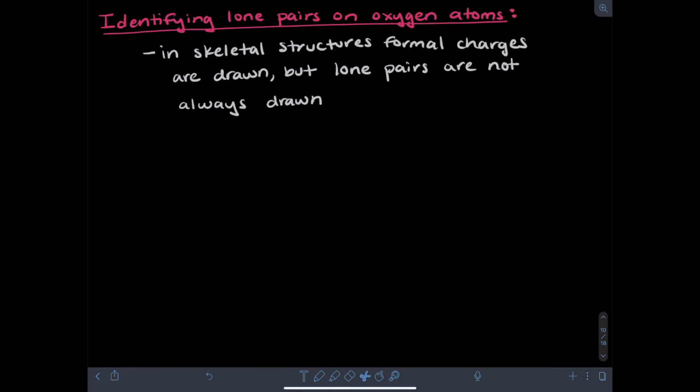I want to talk about when we're not thinking of carbon, how would you identify lone pairs, for example, on an oxygen atom? This is important in skeletal structures because, unlike Lewis structures, lone pairs aren't always drawn out in skeletal structures. So I'll show you a first method that's more rigorous, and then I'll show you a faster way of doing this as well.